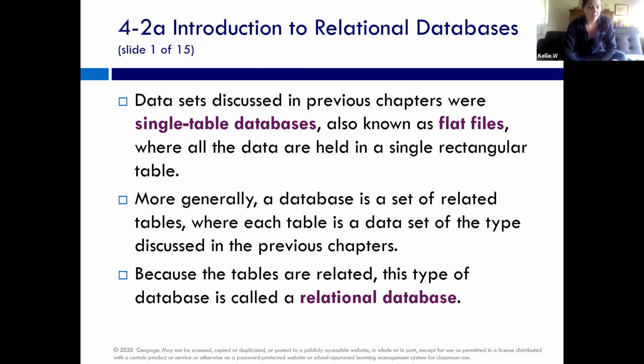So in every other chapter, we have pulled flat files of data or single table databases in order to perform regression or calculate confidence intervals or whatever else we were doing, all of our hypothesis testing. So those are just data in one singular rectangular table. So a database is just a set of related tables where each table is a data set of the type that we've discussed in previous chapters. And because the tables are related, a database with related tables is called a relational database.